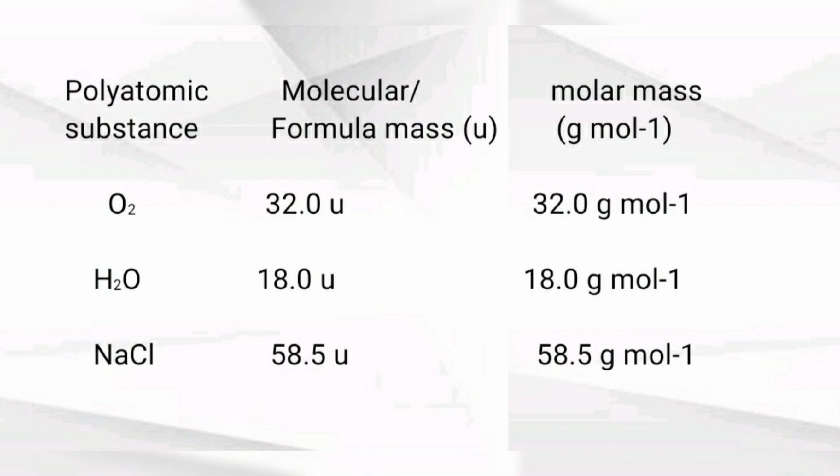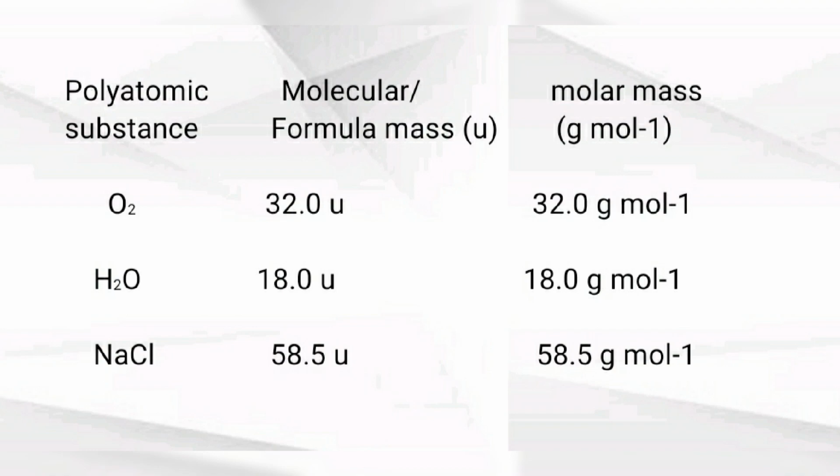So in this way, for any element or compound, their atomic and molecular mass are written in units and molar mass is written in gram per mole. So the molar mass value remains similar to atomic mass, only the unit changes.